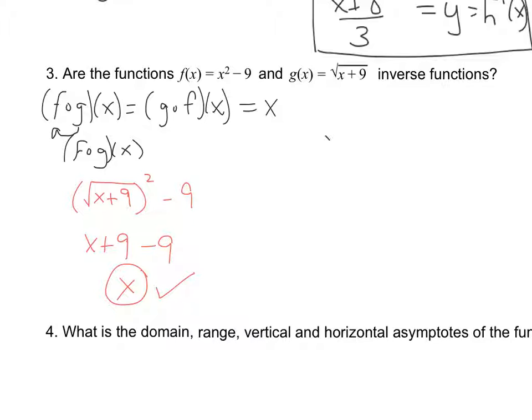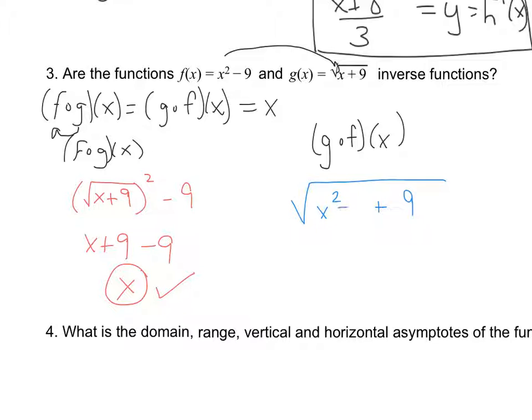Now, that is not enough to say they're inverses. This is half of what we need, but we also must do g of f of x. So if I do that, I'm plugging the f into g. So I have the square root of x plus 9. Well, now instead of that, I'm going to put in x squared minus 9. So this took the place of the x.